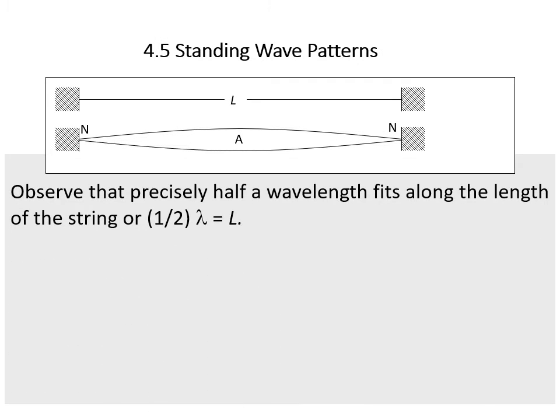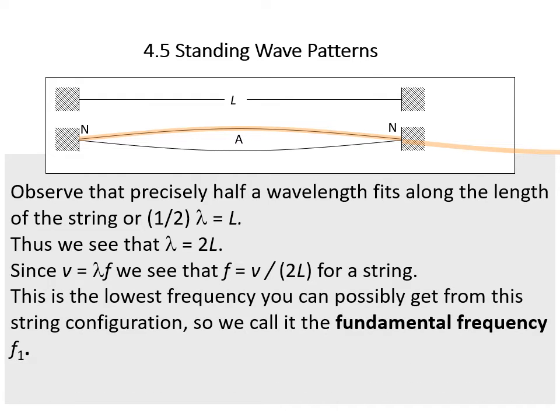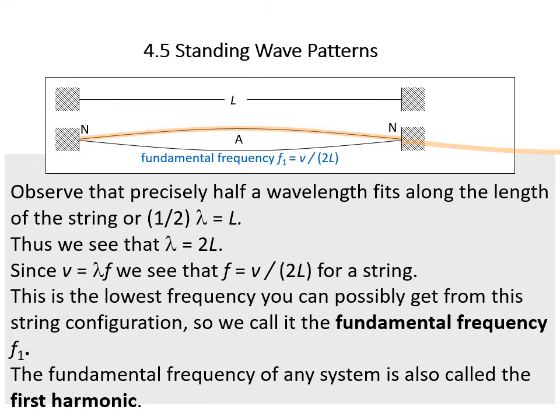All right, so observe that precisely half of a wavelength, half lambda, fits along the length of the string, so we can make an equation. Lambda over 2 equals L. You can see I have two nodes, one antinode. That's half the wavelength of a wave. Thus, lambda equals 2 times L. And since the speed of a wave is frequency times lambda, we see that the frequency equals v divided by 2L for a string. This is the lowest frequency possible from the string configuration, so it is the fundamental frequency, or f1. The fundamental frequency of any system is also called the first harmonic.